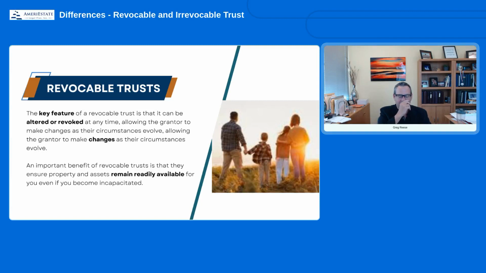Another important benefit of revocable trusts is they ensure that property and assets remain readily available for you, even if you become incapacitated. So they're not frozen. Incapacity can sometimes lead to a situation known as conservatorship. Conservatorship is where you're still alive, but now the courts have to step in and take control because you don't have legal capacity to make decisions over your business affairs and personal affairs. And that's time-consuming and expensive as well.